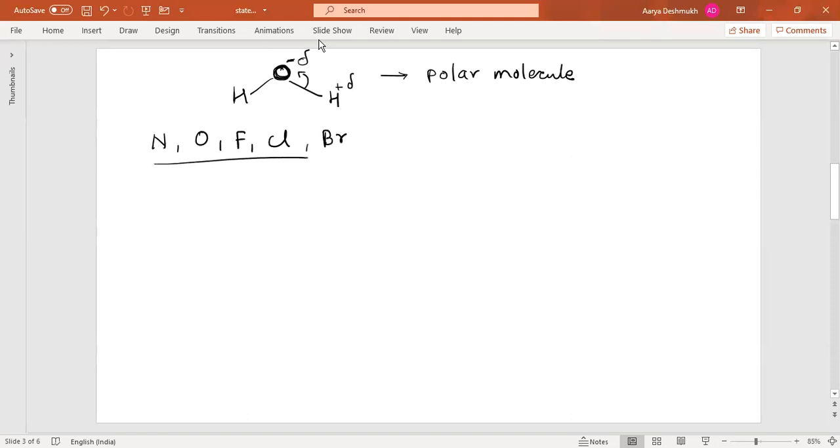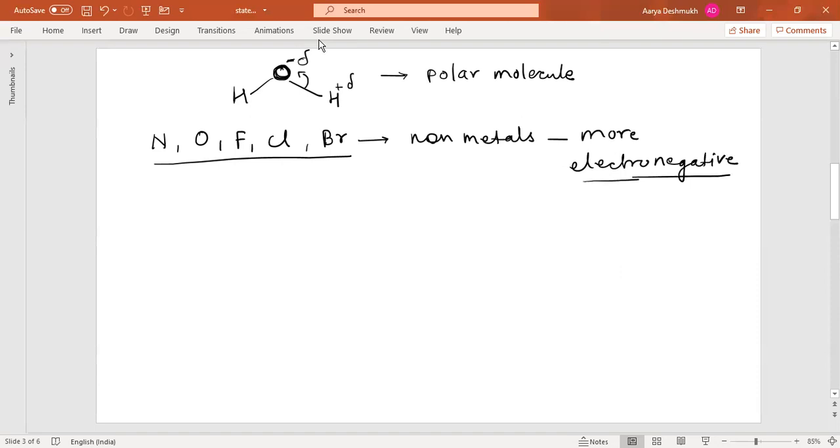most of them belong to the P block, or rather the non-metals. So these non-metals will have a higher electronegativity value, and if such atoms are involved in bond formation, they will form two poles in the molecule, that is a dipole, and the formation of a dipole will result in the polarity of the molecule.